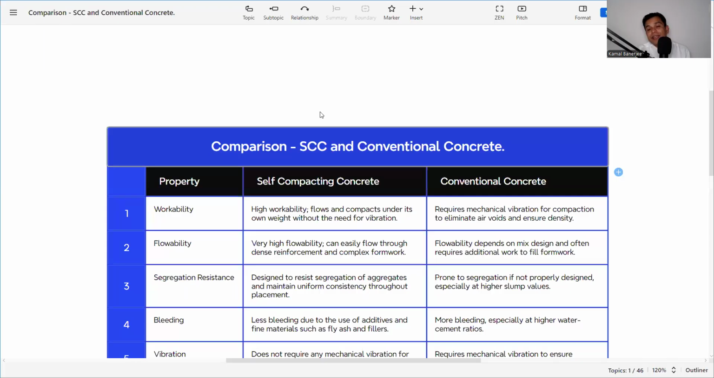Nowadays, self-compacting concrete is widely used in place of conventional concrete, but why is self-compacting concrete now widely used, and what is the comparison? What is the difference? In this video, I will discuss each and everything about this. So stay tuned until the end to get the full information about the comparison between self-compacting concrete and conventional concrete.